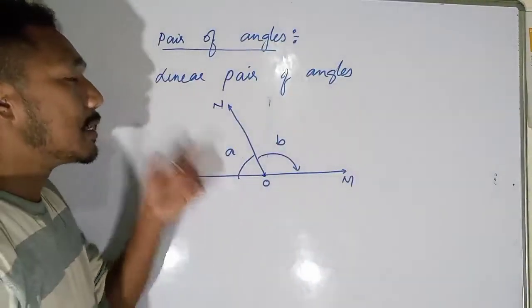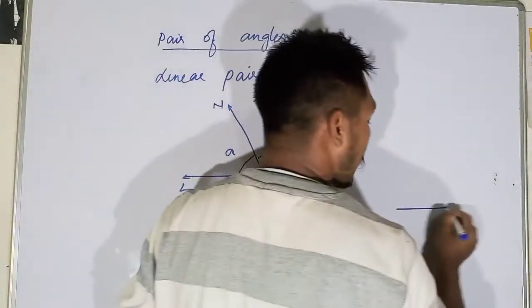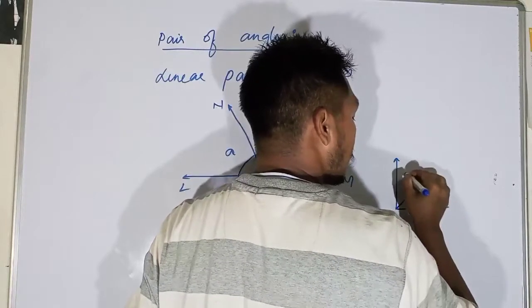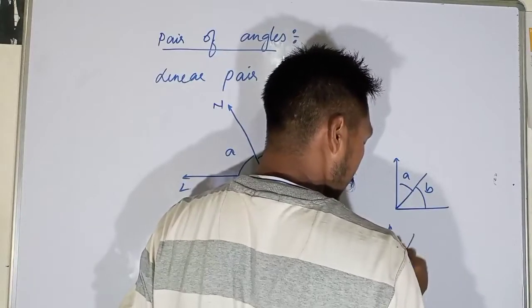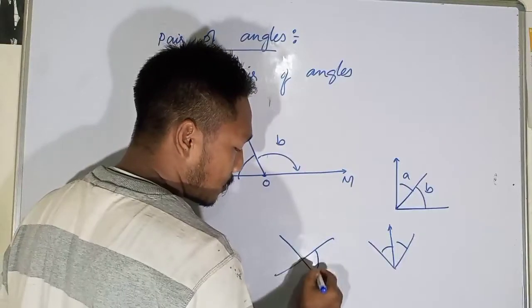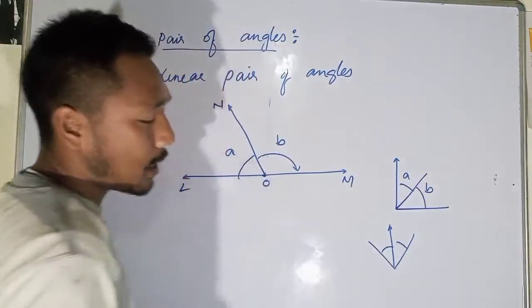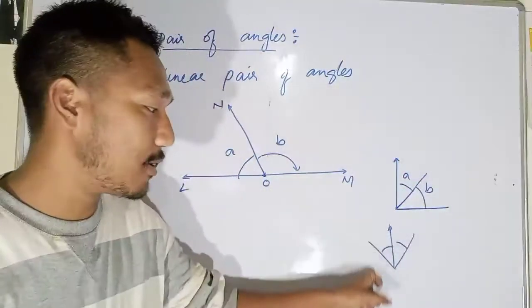But what is the big difference between linear pairs and adjacent angles? Adjacent angles can be this way also, or this way also. These are some adjacent angles, but here we don't have a straight line.